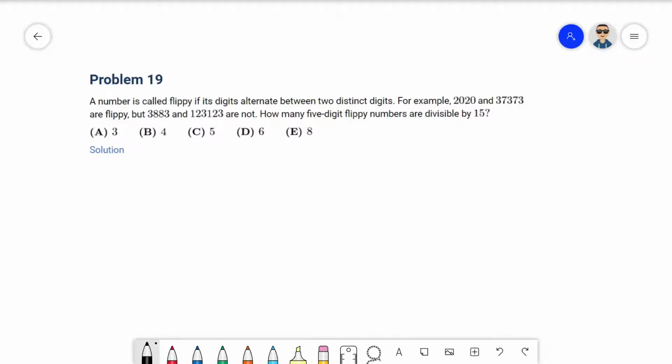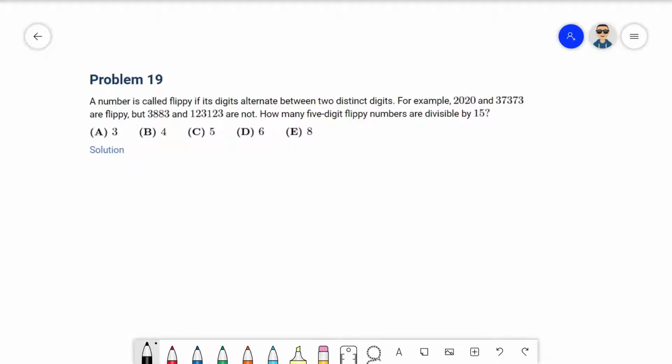A number is called flippy if its digits alternate between two distinct digits. For example, 2020 and 37373 are flippy, but 3883 and 123123 are not. How many 5-digit flippy numbers are divisible by 15?